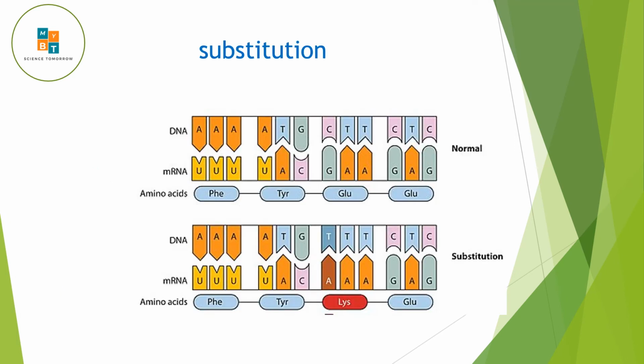With the substitution, first you can see the normal DNA, the mRNA and the amino acid sequence, and with the substitution, instead of G you have A in the second. Rather than glutamic acid, you will result in a lysine amino acid, which is a different amino acid.